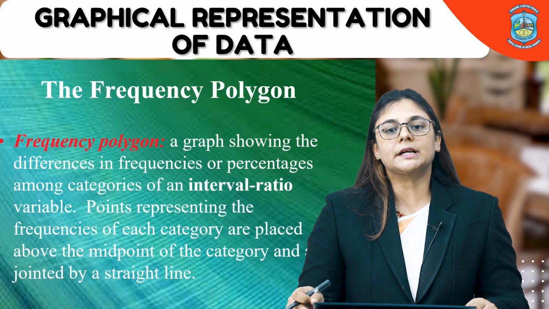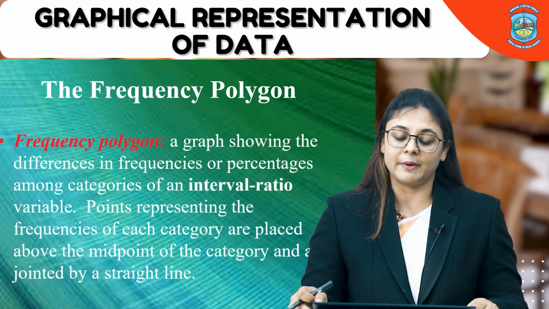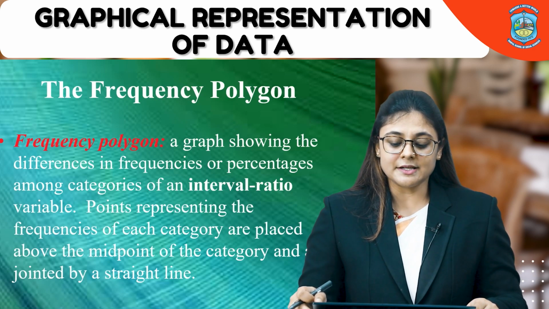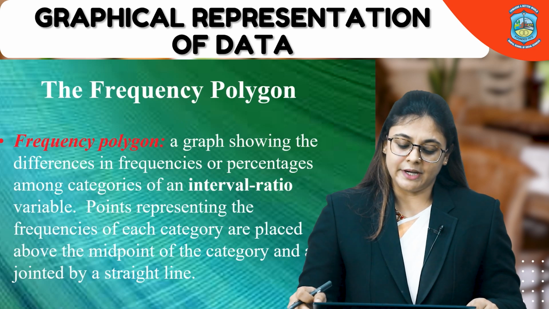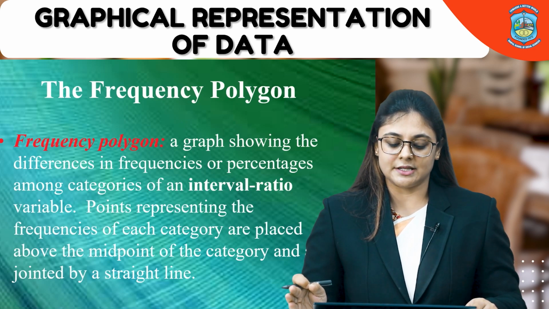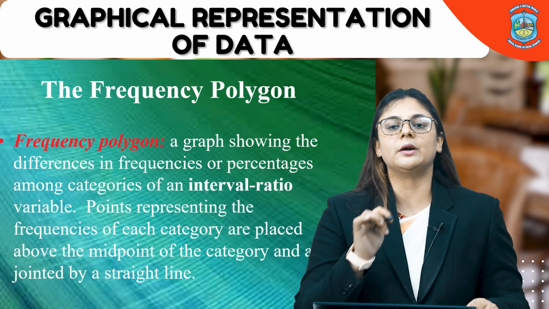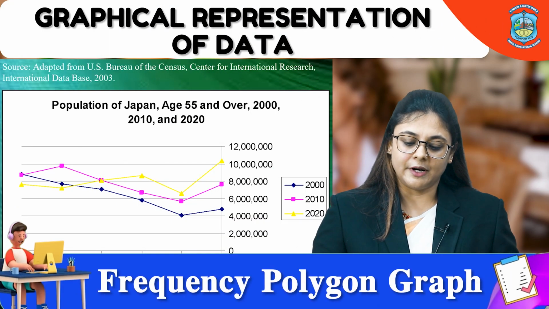A frequency polygon, if we explain further, is a graph showing the differences in frequencies or percentages among categories of the interval ratio variable. Points representing the frequencies of each category are placed above the midpoint of the category and are joined with a straight line. So this is again an example of the frequency polygon.